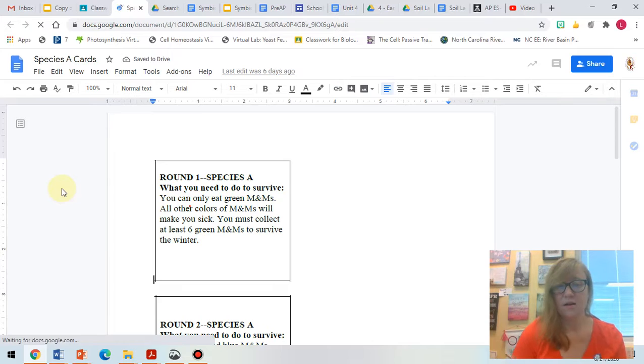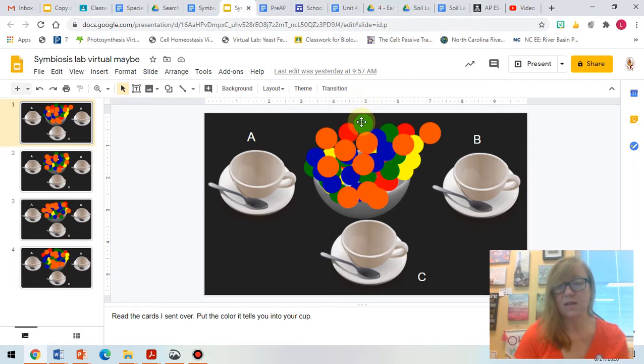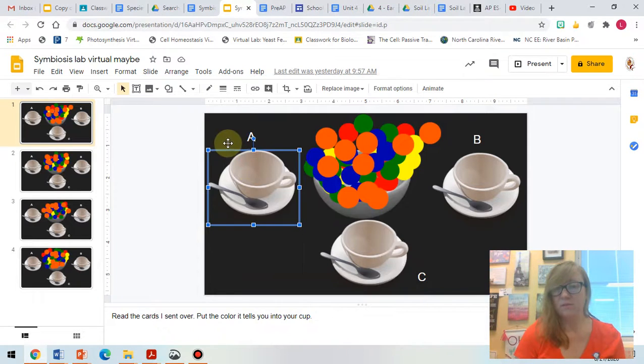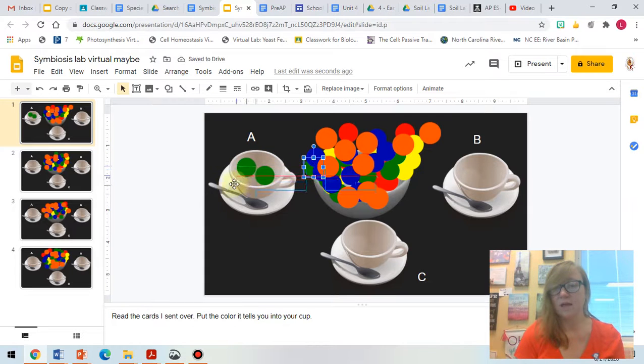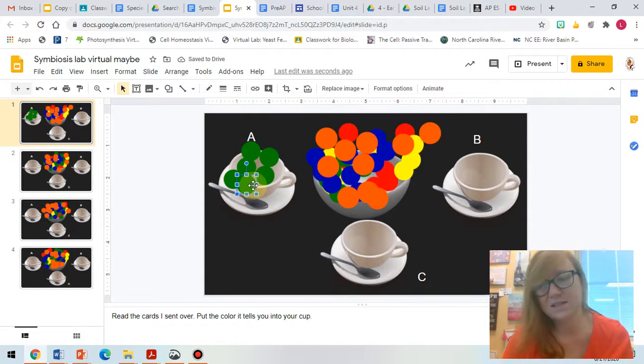Okay, here it is. Round 1, species A. I have to read this card so I know what to eat. You can only eat green M&Ms. All other colors of M&Ms will make you sick. You must collect at least 6 to survive the winter. Okay, so if I'm A, I'm going to go to my virtual lab, and with my partners there at the same time, I can click on the M&Ms and move them into my cup, just like this. I need at least 6, so I might have to move some other colors around, just like if you were pulling M&Ms out of a bowl with a spoon. Okay, cool, I got 6. I'll live. I'm just going to take 6 for now.